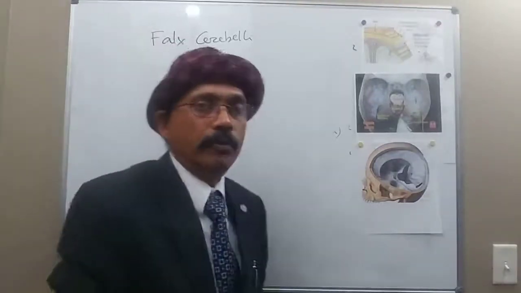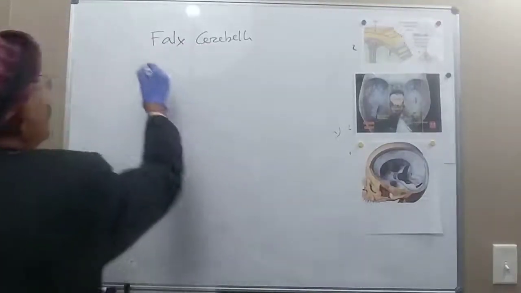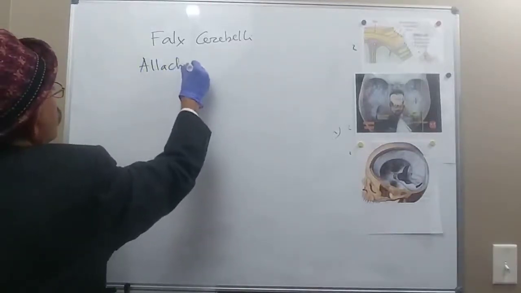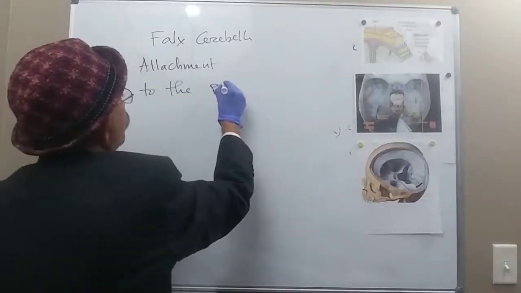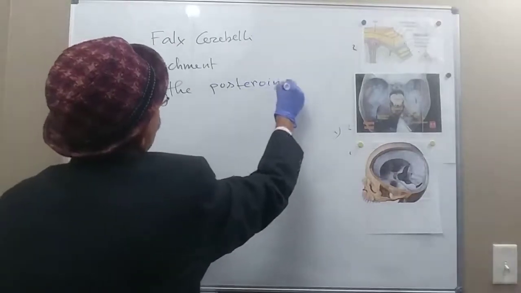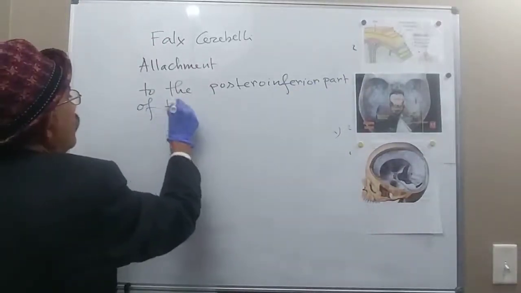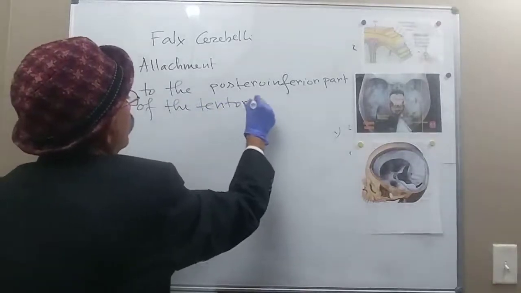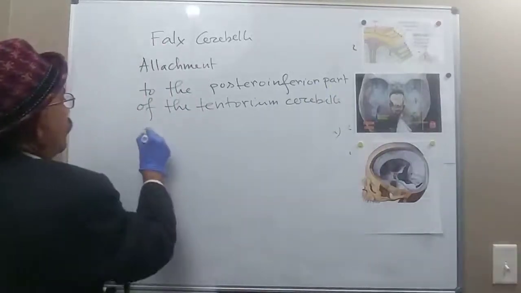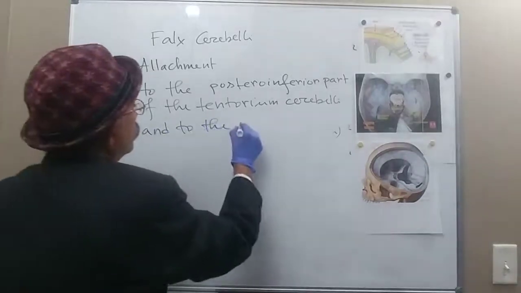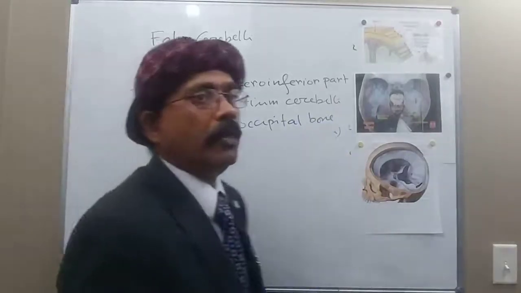Falx cerebelli is a fold of dura mater, meningeal layer, between the two cerebellar hemispheres. Its attachment is to the posterior inferior part of the tentorium cerebelli, and to the occipital bone. Okay, we got the falx cerebelli.